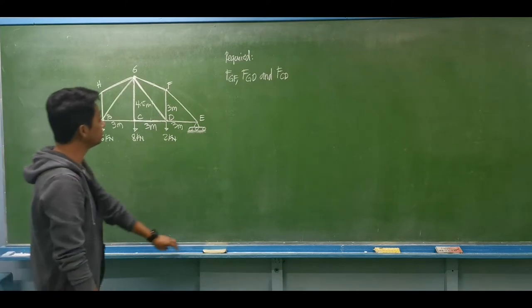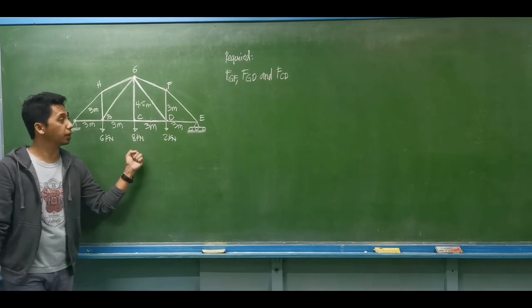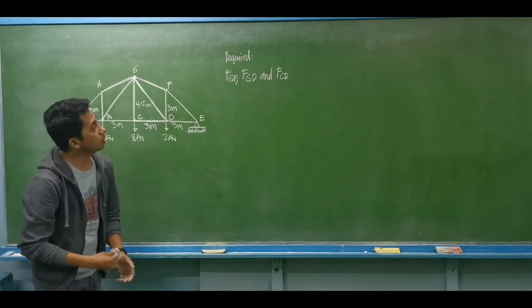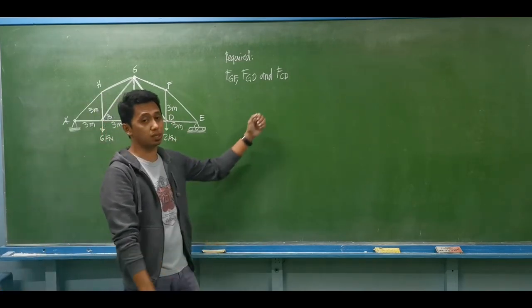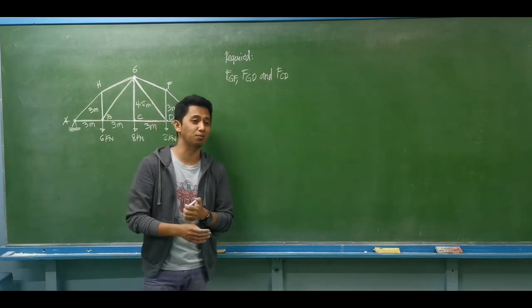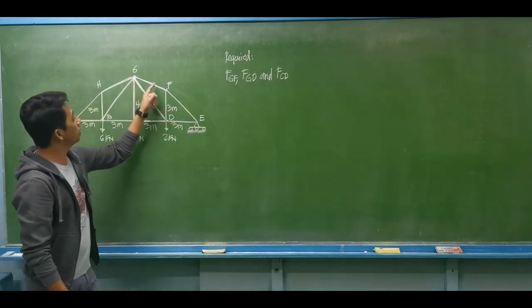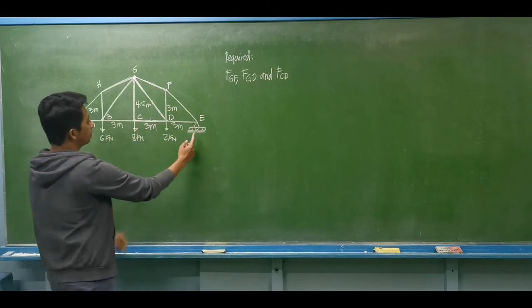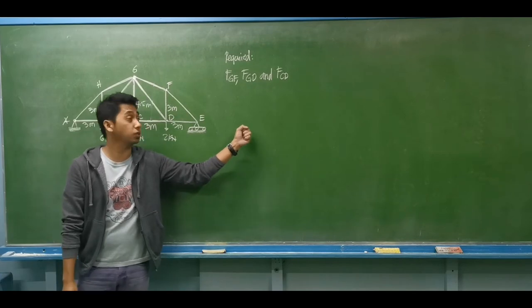All right, so our example. Okay, so we have this truss loaded as shown. We are required to determine the axial force for member GF, GD, and CD. So this time, we are using the method of section. So what is the advantage of method of section compared to method of joints? For example, as you can see, we have GF, GD, and CD. They are far from the supports, and you cannot apply directly the method of joints.